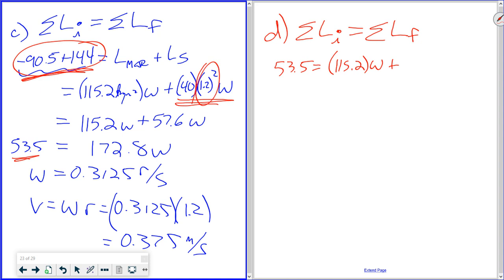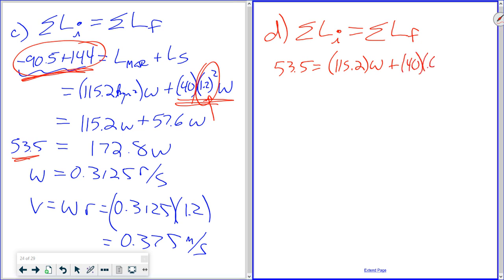Because now she's, instead of being at the very perimeter of the merry-go-round, her radius isn't 1.2 anymore, it's just 0.6, right? So 40 times 0.6 squared times omega. And solve that. I'm going to skip the algebra because you guys can clearly do that. And so what we find is our angular velocity increases, just like the figure skater, because she pulled her arms closer to the center.